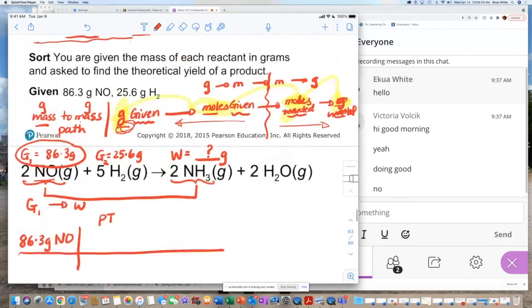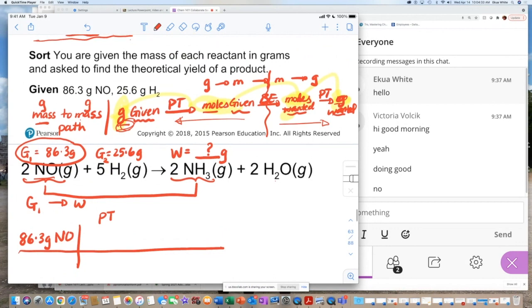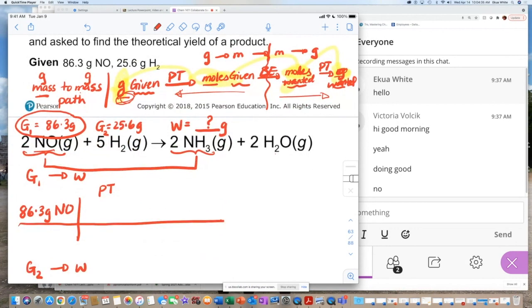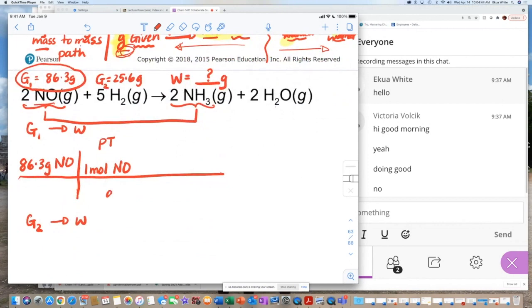Oh, I forgot to mention this before. Don't forget, it's PT, BE, PT. This is a reminder to you of where we get the conversions from. So PT is what? Periodic table, right? This is always the 1 mole of that formula, NO. And then we're going to write the grams on the bottom here, so the units match, grams of NO. So what's the grams of NO? I wrote this too close. We're going to do it down here.